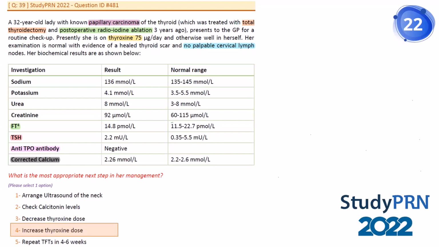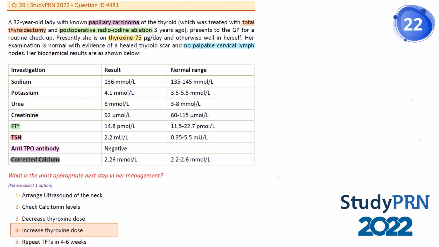I think this patient is not low risk because she received post-operative radioiodine. Maybe yes, but even if not, we cannot be sure that this patient is low risk. In this situation, please, your target TSH is less than 0.1.